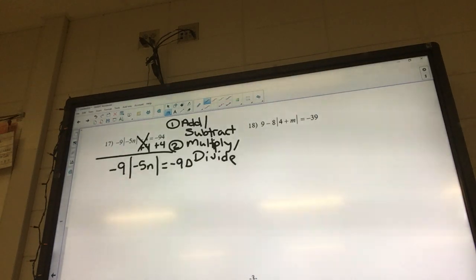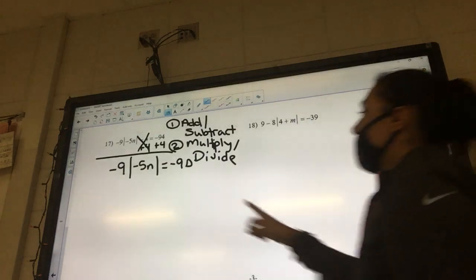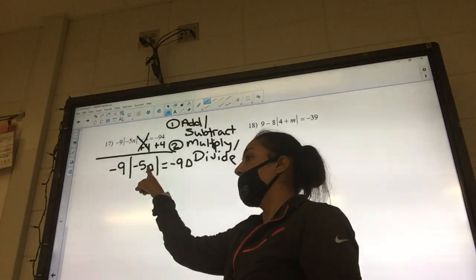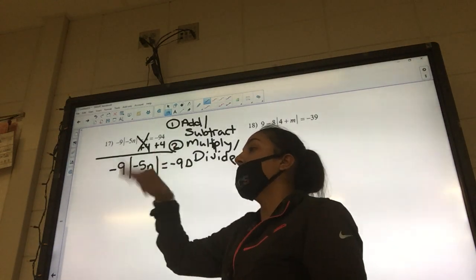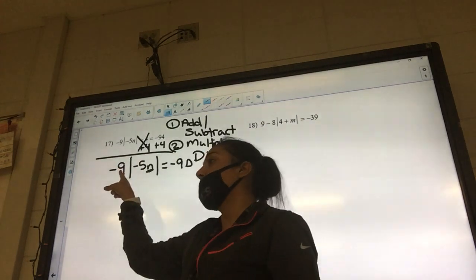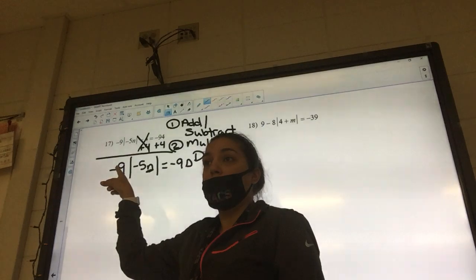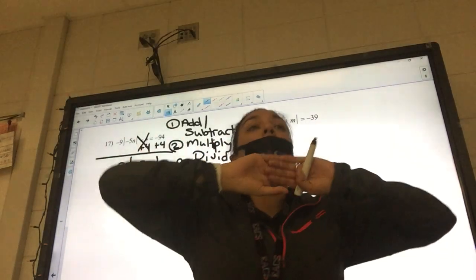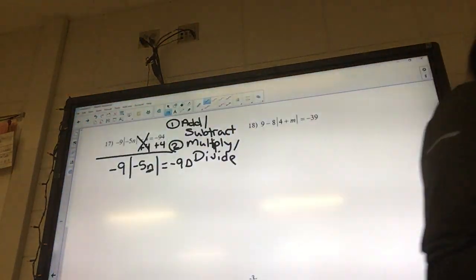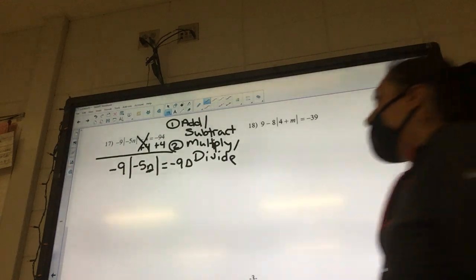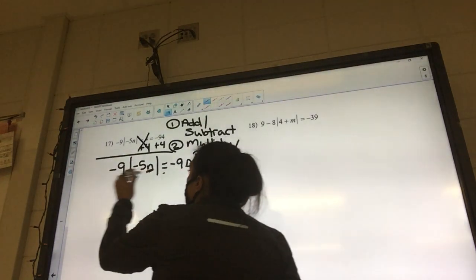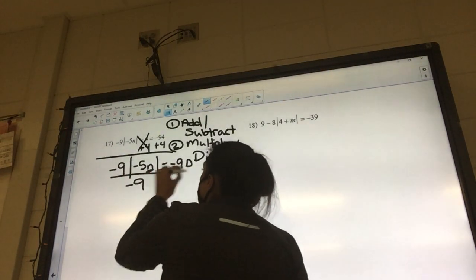Okay, our very next step is going to be to multiply or divide. Now, what does it mean when these two are right next to each other? It means multiply. So the same rule is still the same. See how this is right next to the absolute value bar? That also means multiply. So you move everything on the outside away from the bars first. So our next step is going to be to multiply or divide. So we're going to divide everything by -9.